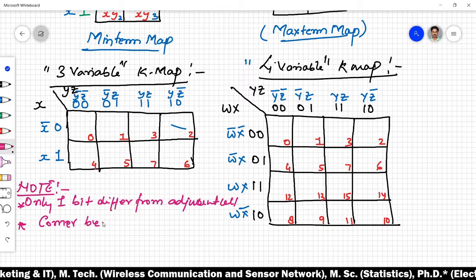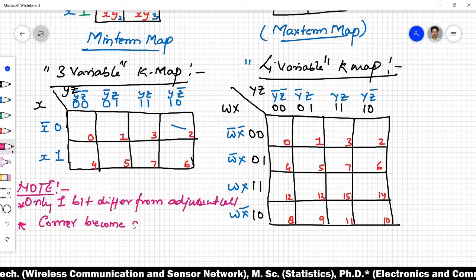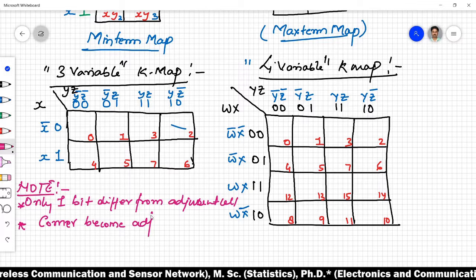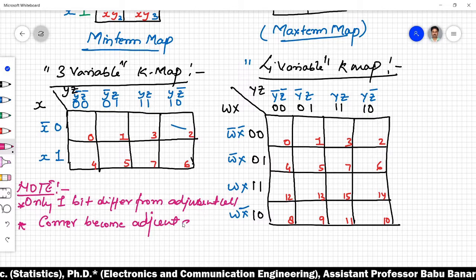Corner become adjacent, due to this fact.